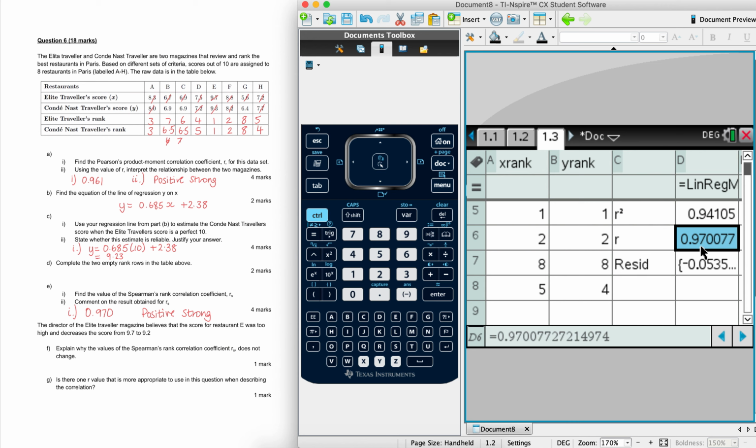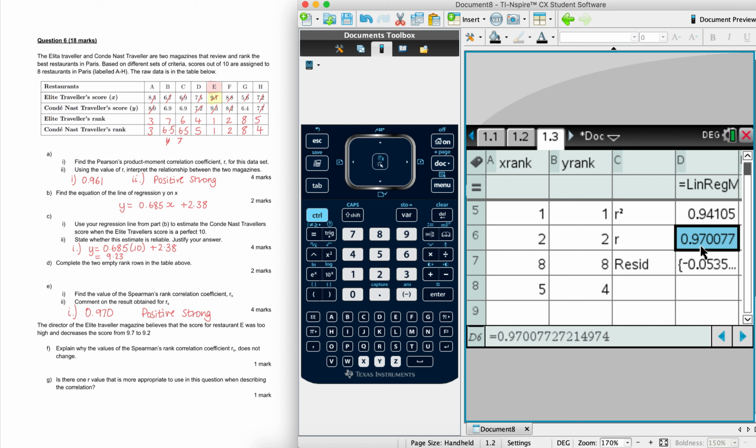The director of the Elite magazine says that the score for restaurant E was too high, so it's going to be reduced from 9.7 to 9.2. So that's section E, which is this one here. So we're reducing the 9.7 to 9.2, this value.